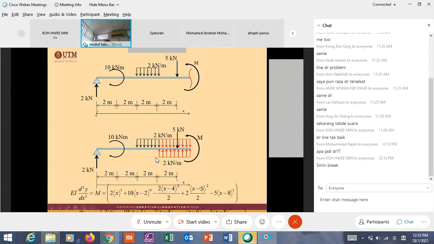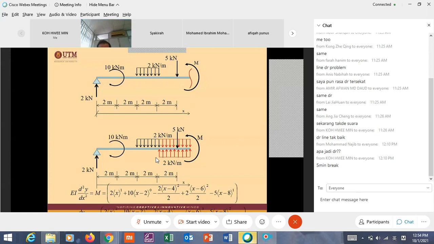And then counterbalance with the upward. X minus 6, 0, 2, and so on. And this one is point load. So this is the most important equation, because based on this equation, you integrate for slope, then you integrate again to get the deflection equation.